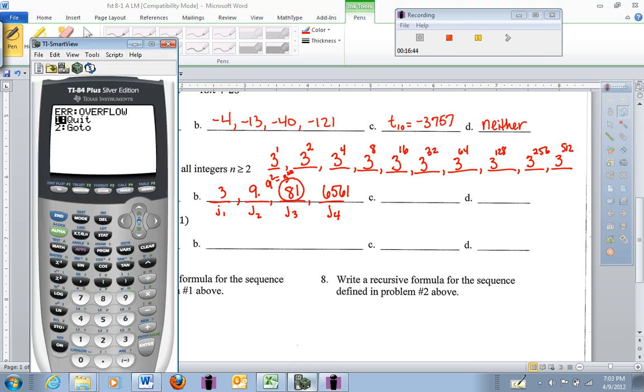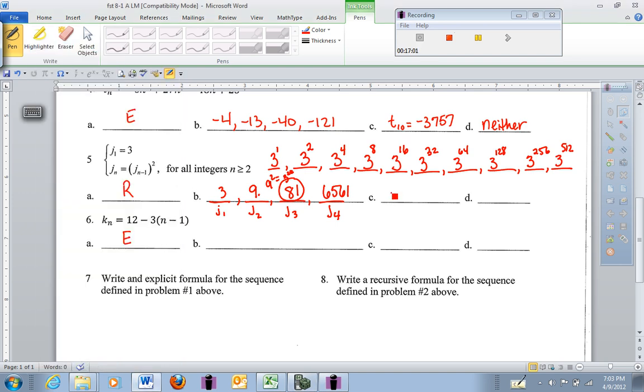Now, even though I know it's 3 to the 512th power, I'm not going to be able to go in here and say, I want to know what 3 to the 512th power is. Again, my calculator can only do up to something times 10 to the 99th power, and this is overflow. It's bigger than that. So I'm just going to write my J sub 10 as 3 to the 512th power. If we had a TI-89 calculator, we could figure that out, couldn't we? I think they have more decimal places for us.